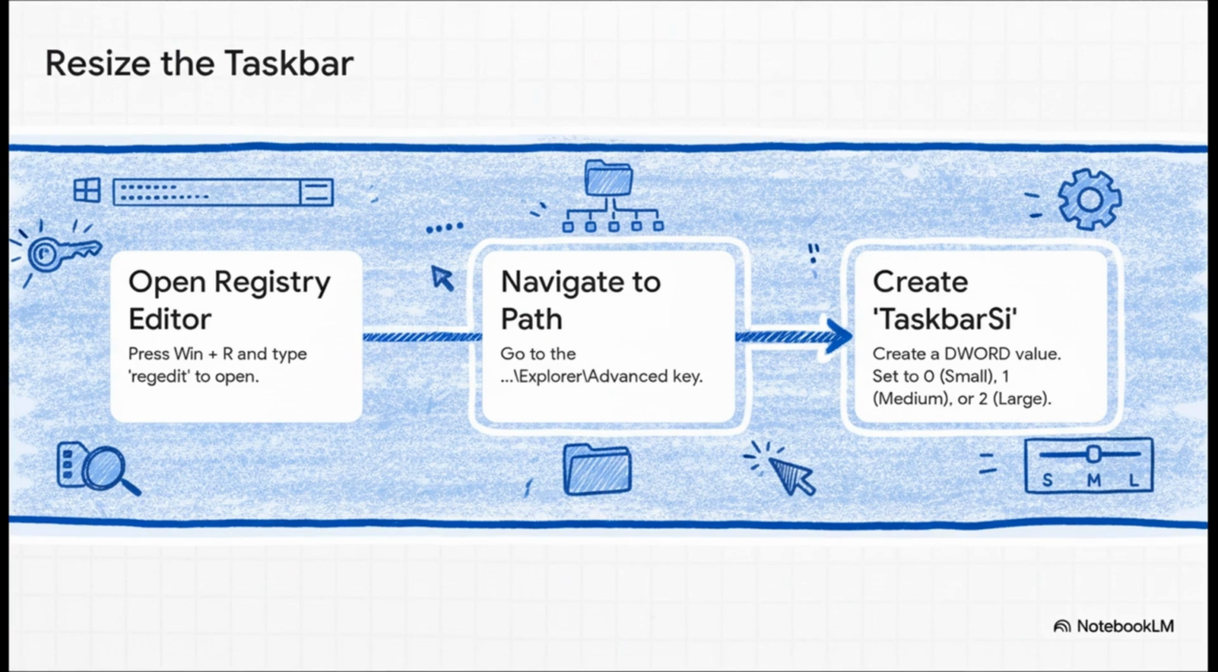Good. Here's the magic. You open up the registry editor, you find this specific folder path, and then you create a new value called TaskbarSi. Then you just set the number. 0 makes it small, 1 is the normal medium size, and 2 makes it large. Give your computer a quick restart, and bam, resized taskbar.